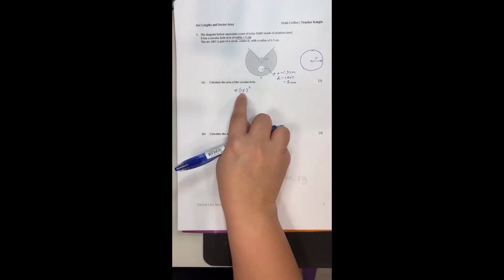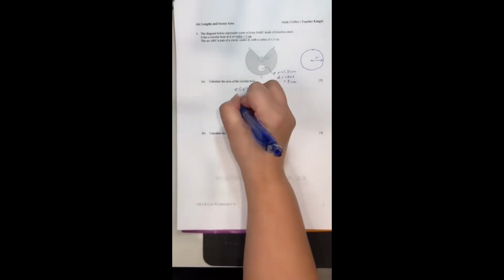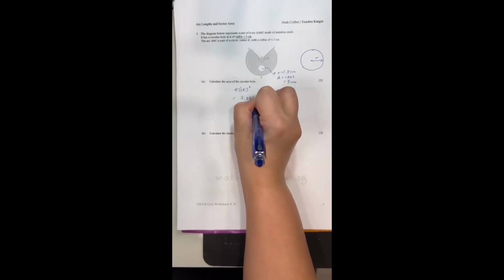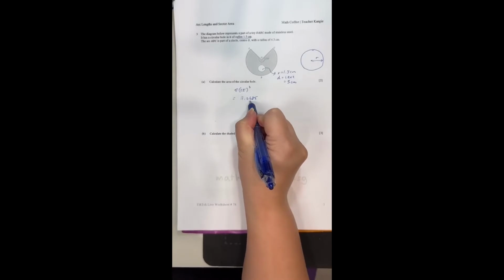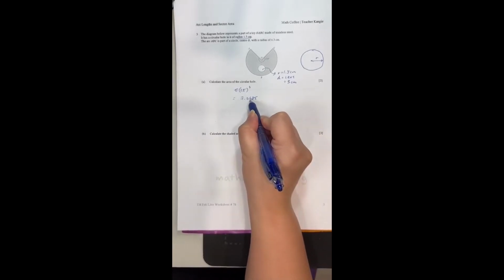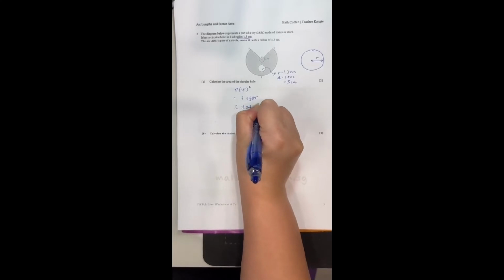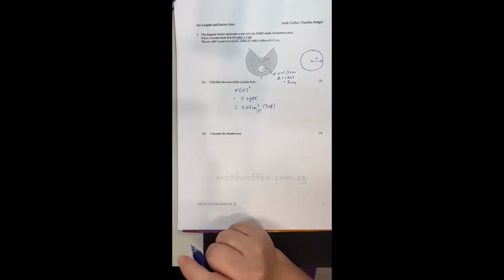So this one is pi times 1.5 squared. They never asked me to use any particular pi, so we use the calculator pi. When you press the calculator, you get 7.0685. So round off to 3 SF. This is my third SF. The 8 tells me that I have to round this up. Therefore, this one becomes 7.07 cm squared. Okay, this is rounded off to 3 SF.